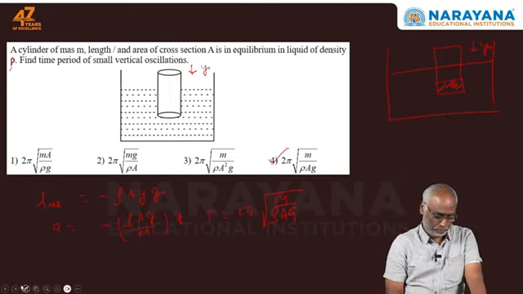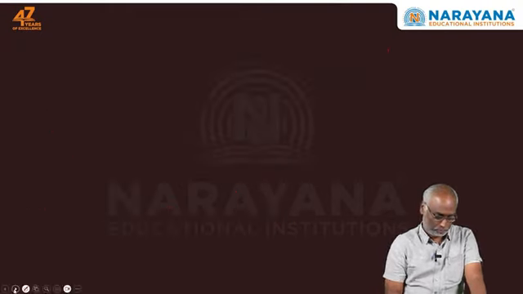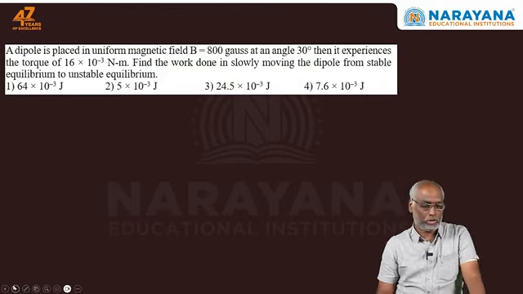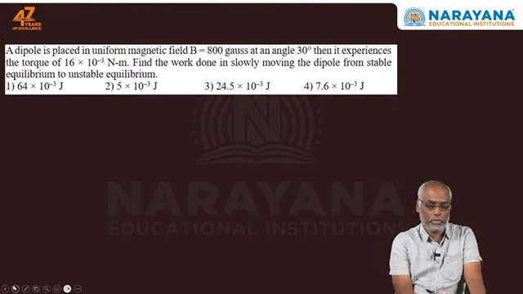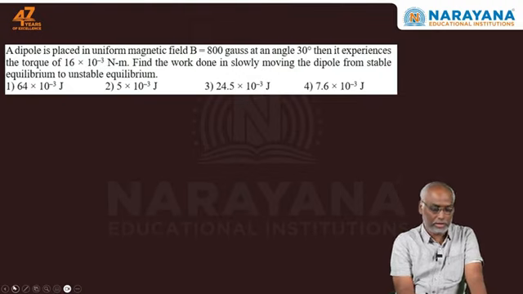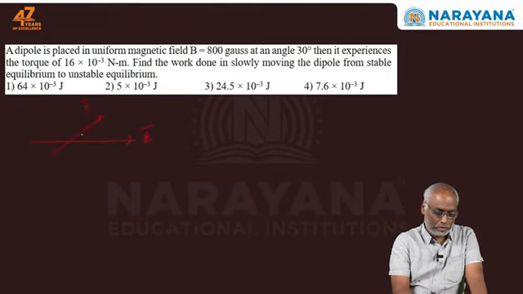Next one. A dipole is placed in a uniform magnetic field B equal to 800 Gauss at an angle of 30 degrees. Then it experiences a torque of 16 into 10 to the power of minus 3 Newton meter. Find the work done in slowly moving the dipole from stable equilibrium to unstable equilibrium. So here they have given that there is a dipole initially making an angle of 30 degrees with the direction of the magnetic field. If this is the direction of the magnetic field and this is the direction of the dipole moment, this angle is given as theta equal to 30 degrees.